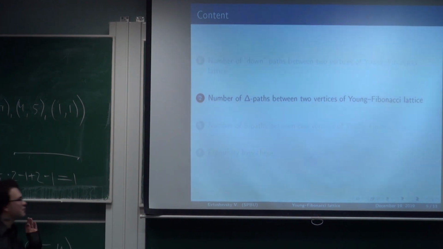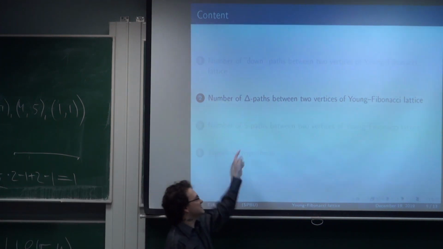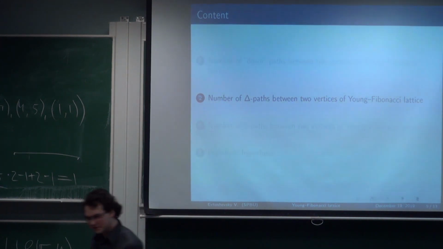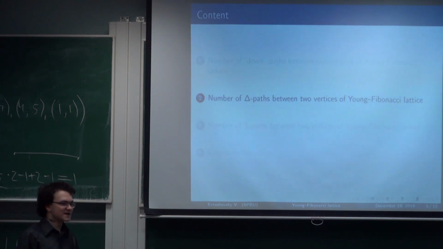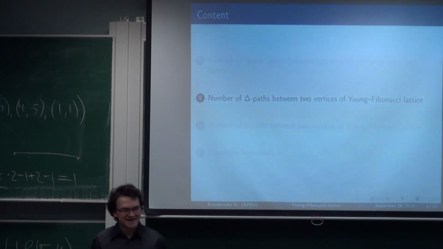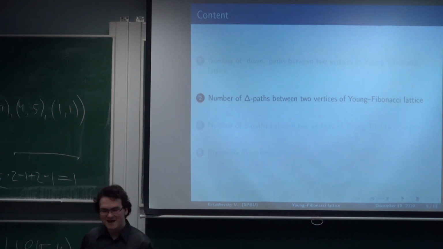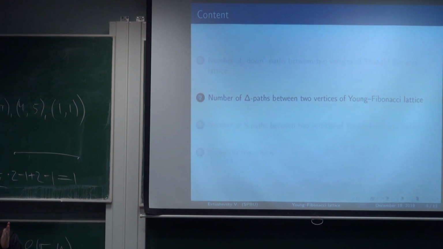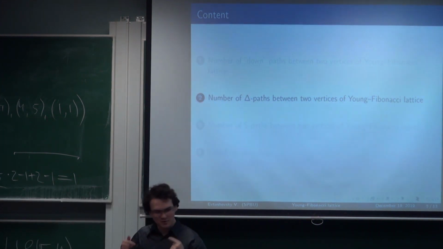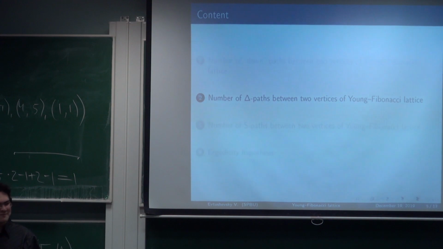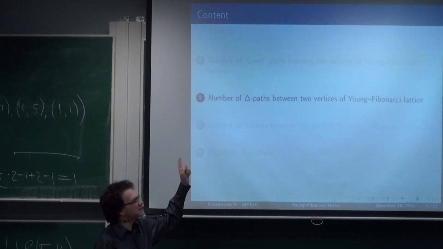My second problem was to count the number of s paths between two vertices of the Young-Fibonacci lattice. What is a yx s path? It's a path which begins in the vertex y, consists of modulo of y minus modulo of x plus s down steps and s up steps in some order. I solved this problem, but before that I formulated and solved another problem about delta paths.